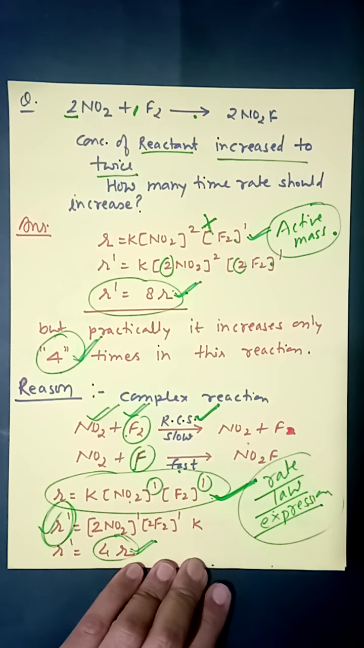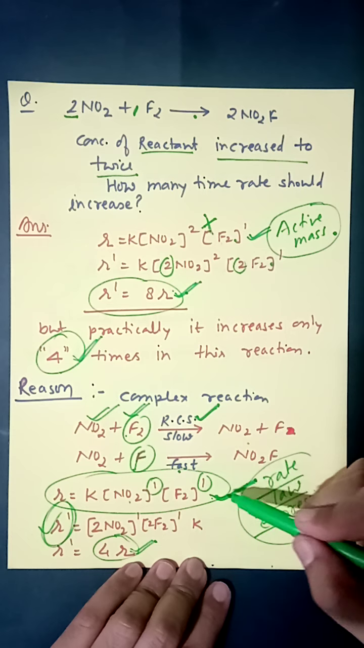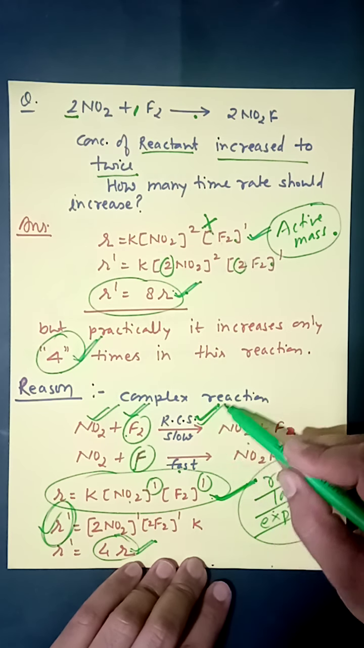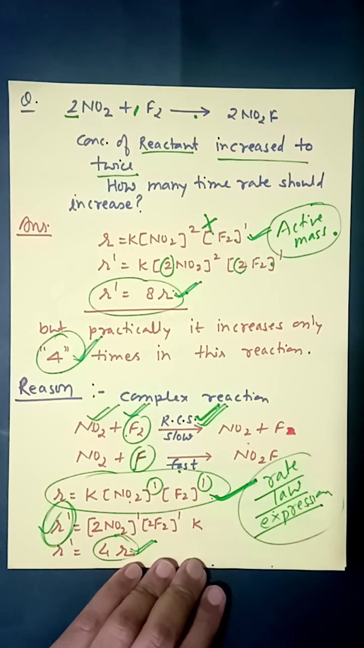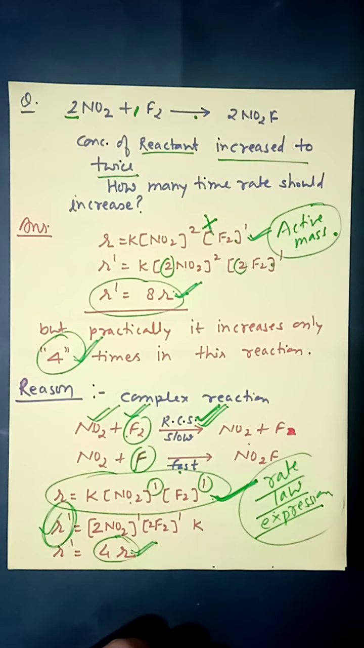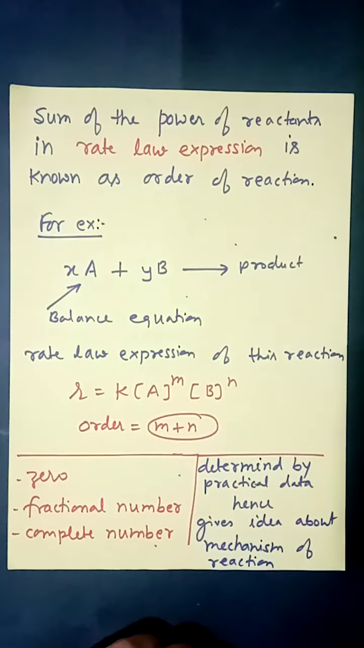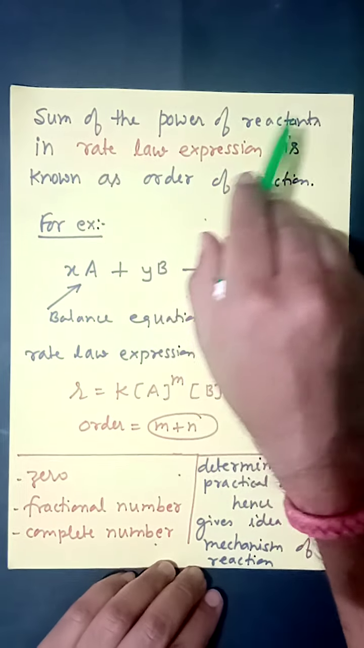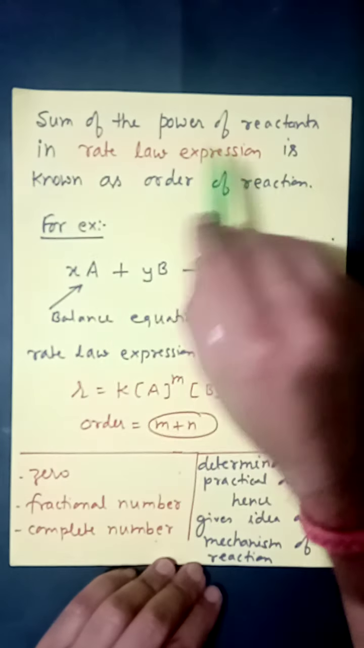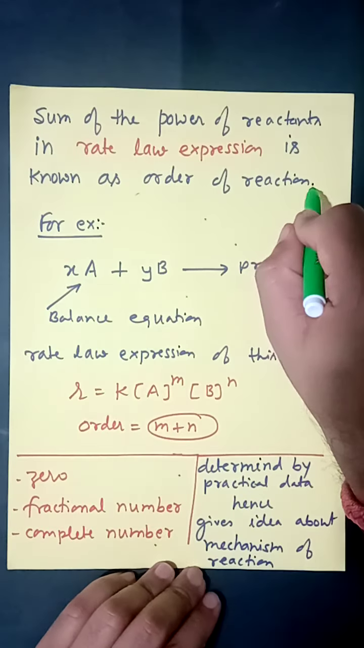I repeat, the rate law expression is given on the basis of mechanism of reaction, or it is given on the basis of practical data. Sum of the power of reactants in rate law expression is known as order of reaction.